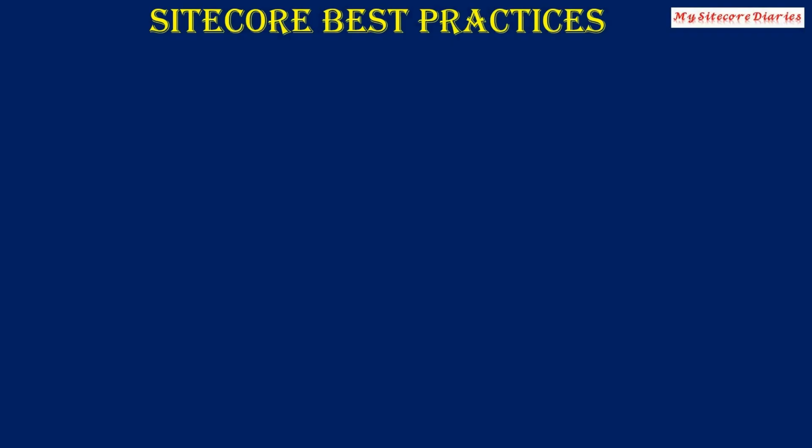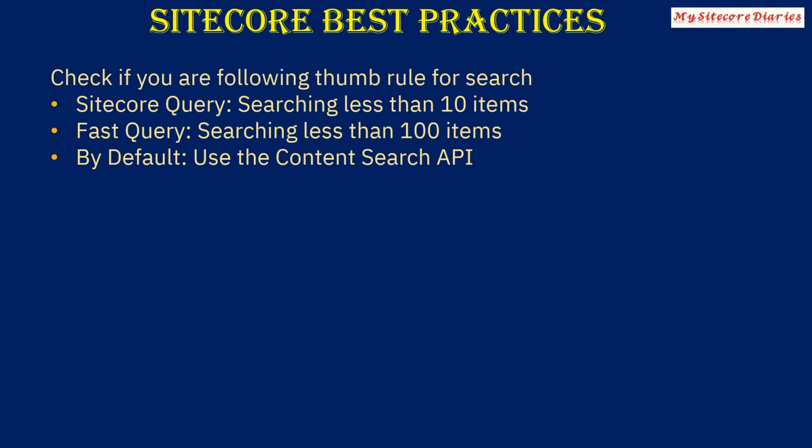If you move ahead, the next thing is regarding search. Check if you are following the thumb rule for search. So what is the thumb rule for search? When to use Sitecore queries: if you are searching fewer than 10 items, go for a Sitecore query.